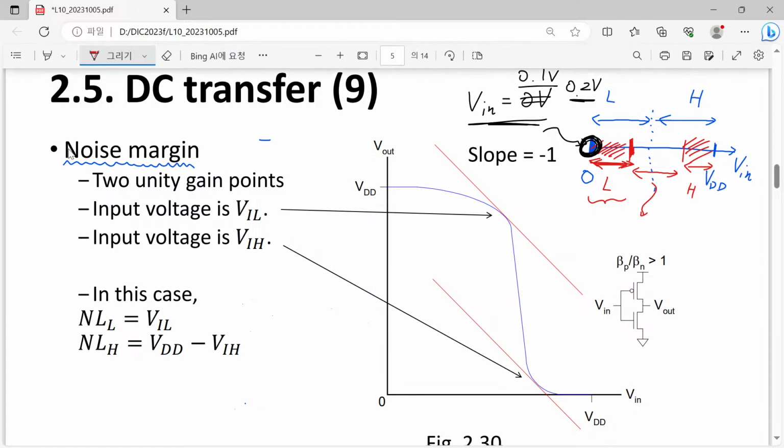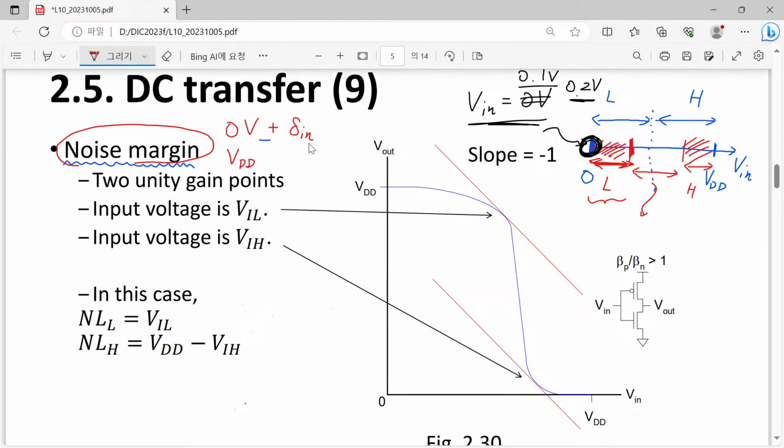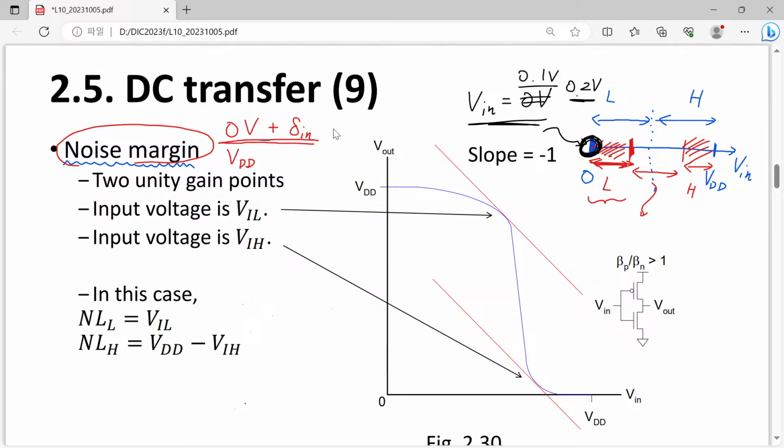Why is it called noise margin? Once again, in the ideal case, we have only 0 volt and VDD. However, we wanted to ask ourselves how much our CMOS inverter is robust against a small delta added to our input. Even in this non-ideal case, our CMOS inverter should work properly. So this is the reason why we call it noise margin, for our noisy signal.